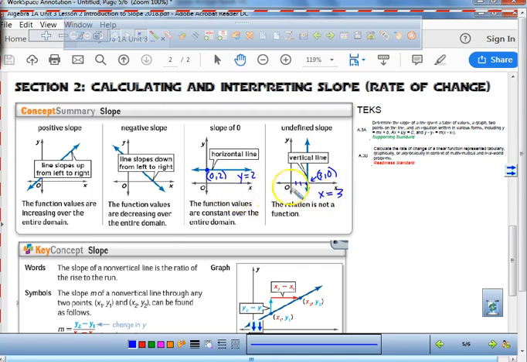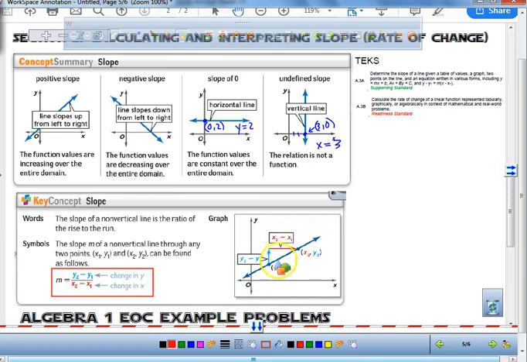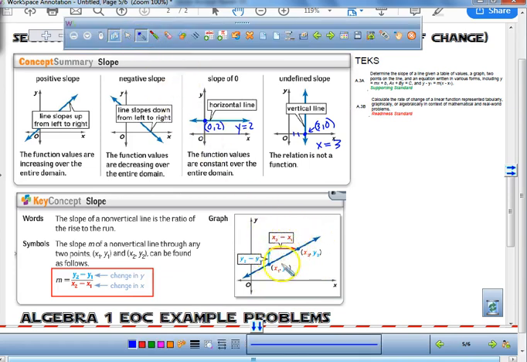So take this information, make sure that you guys write it in your journal. Over here it says key concept slope. Make sure you put the slope formula. You guys see the slope formula? Right here. Here's the formula. You guys should have it. But make sure you guys have this picture. This is called the change in the y over the change in the x.